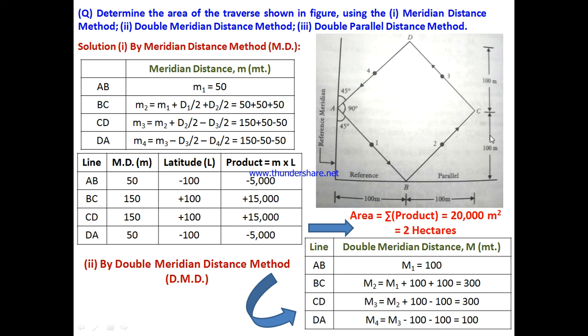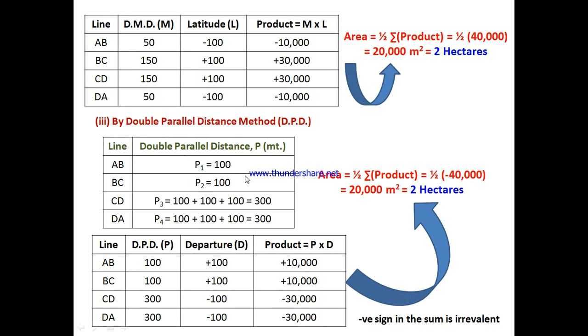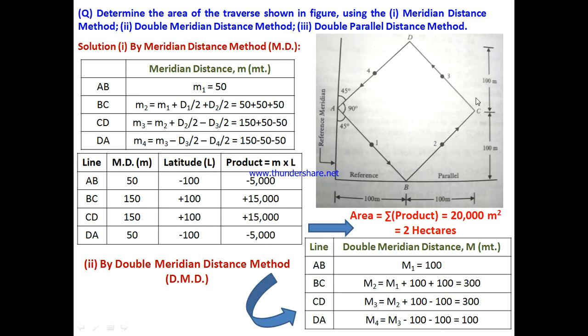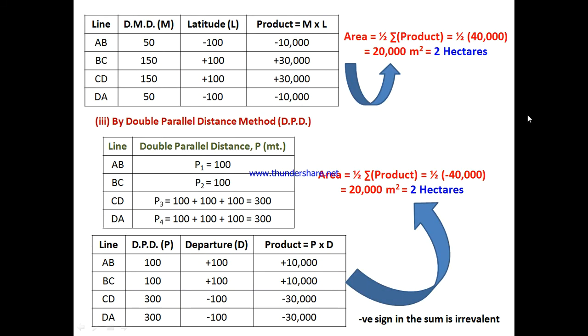but it is in negative direction, as it is moving down, so we have taken here P1 as 100, and we will calculate P2 values, which will be again equal to 100. Now P3 value will be 100 plus 100 plus 100, which will be equal to 300. Now how is this 300 coming?